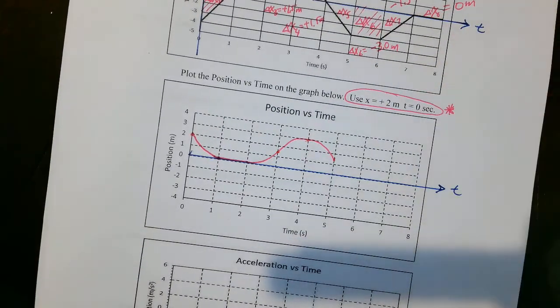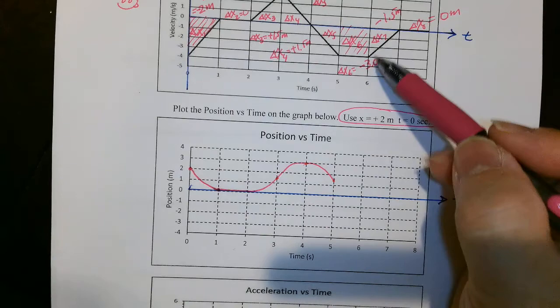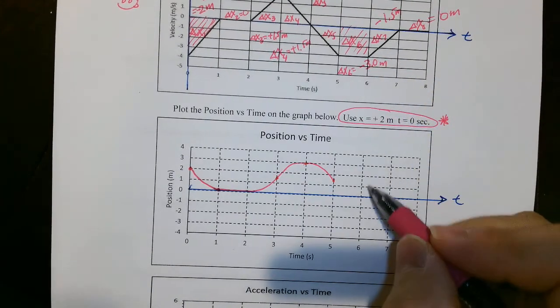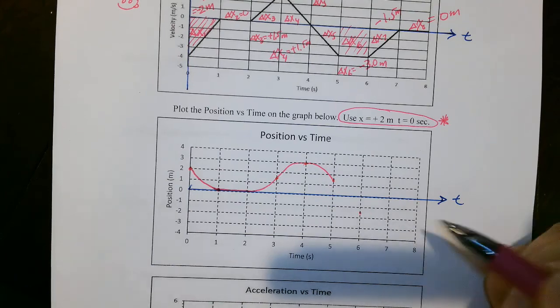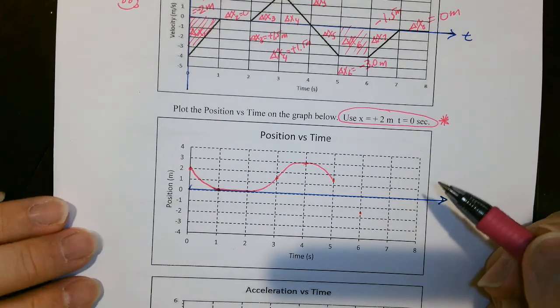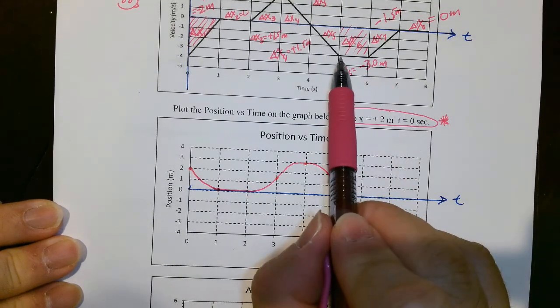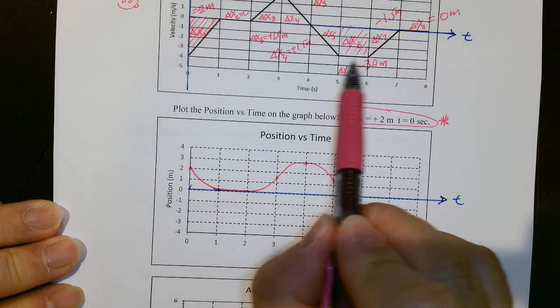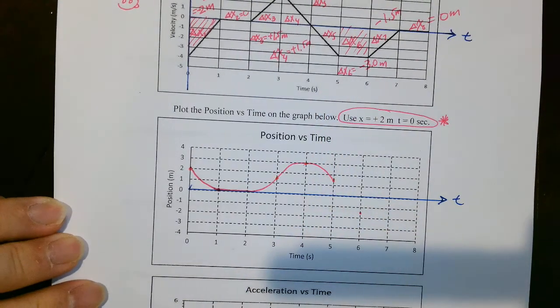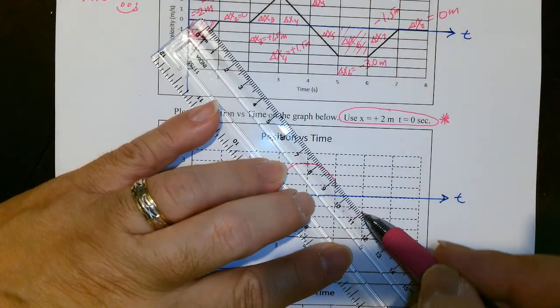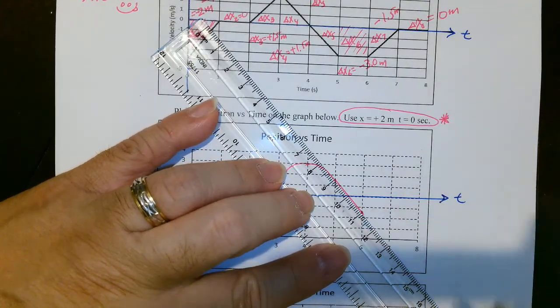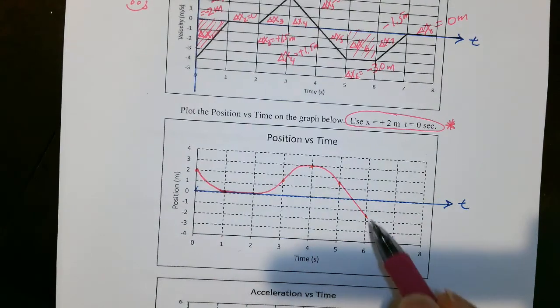Then from 5 to 6 seconds, I travel negative 3 meters. So 1, 2, 3. So I ended up beyond my starting position. And look at this, I'm going at a constant velocity of negative 3. So my slope value should be constant value of negative 3. So I use this magical device called a ruler to draw a straight line.